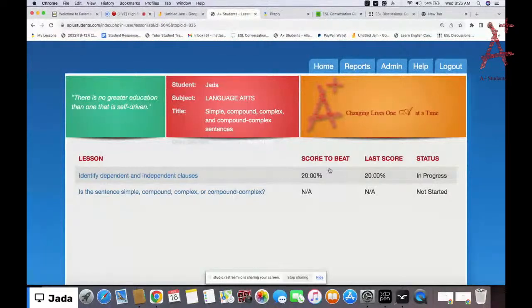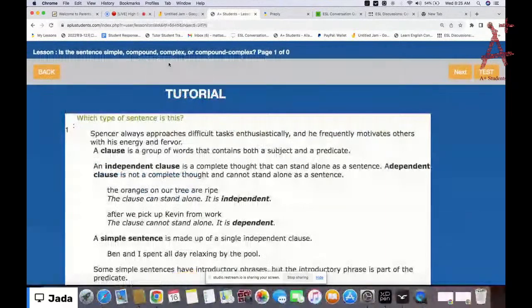All right, we'll move to the last lesson for this chapter. It says, is the sentence simple, compound, complex, or compound complex? A clause is a group of words that contains both a subject and a predicate. We said this in the last lesson, so you know what a clause is. And an independent clause is a complete thought that can stand alone as a sentence.